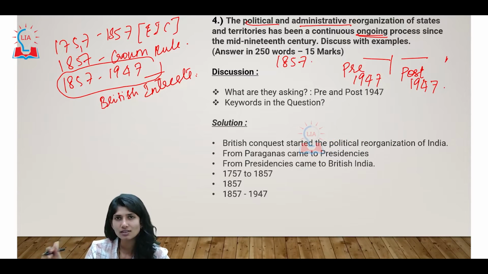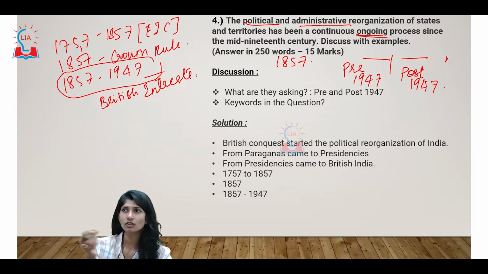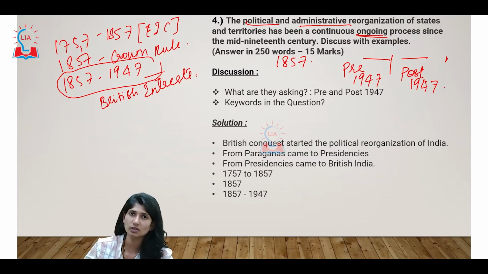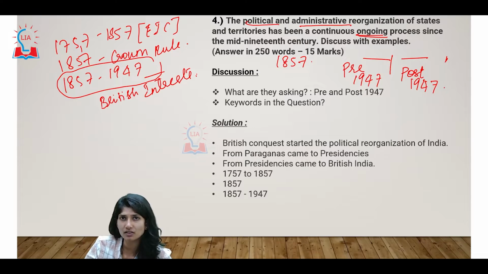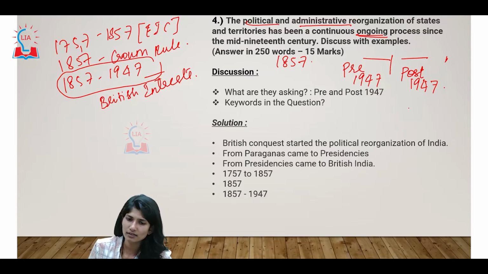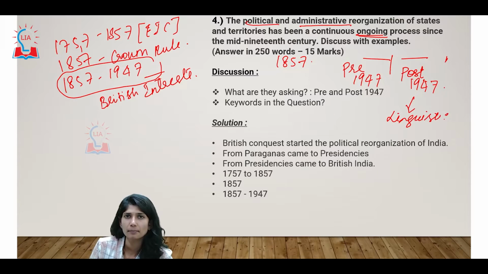Each of the states they kept partitioning. Each of the states they thought administratively very difficult for them, or the nationalistic struggle of Indians had become more. Any reasons, be it social or security, they started severing the states or creating new states based on the interests of the British. Post 1947, it is for a different purpose. For example, linguistic, administrative. All these things, the reorganization has been going on.